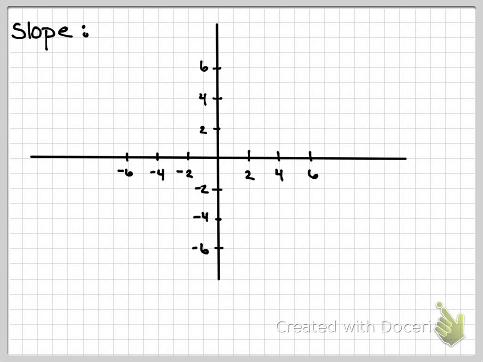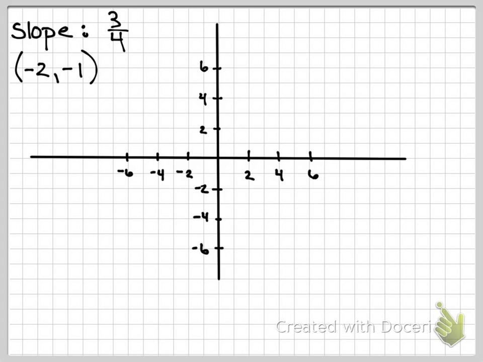All right, so now I want you to do one where your slope is 3/4 and it passes through point -2, -1. Slope is 3/4, and it passes through point -2, -1. Okay, so -2, -1, whoops. All right, so I go over 2, down 1.